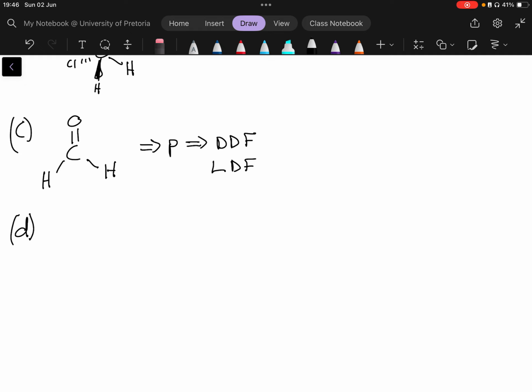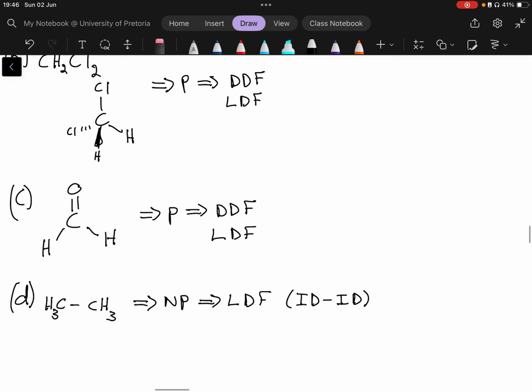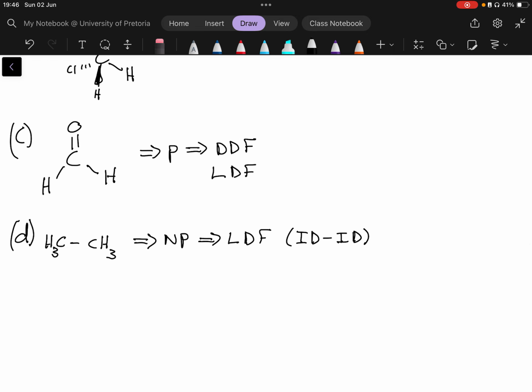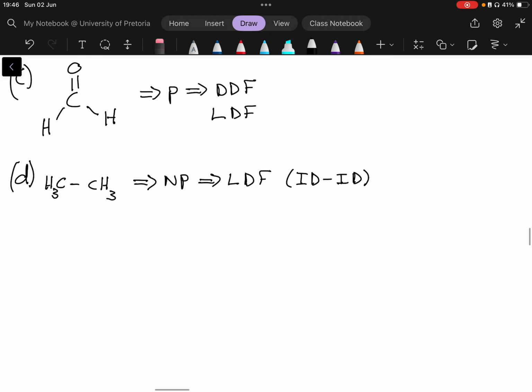D, we have ethane, so it's CH3 bonded with CH3. It's non-polar. If something is non-polar, it basically just means it can only have London dispersion forces, or induced dipole forces. Remember, London dispersion forces are present in all molecules, and they're known as induced dipole forces, or London dispersion forces.